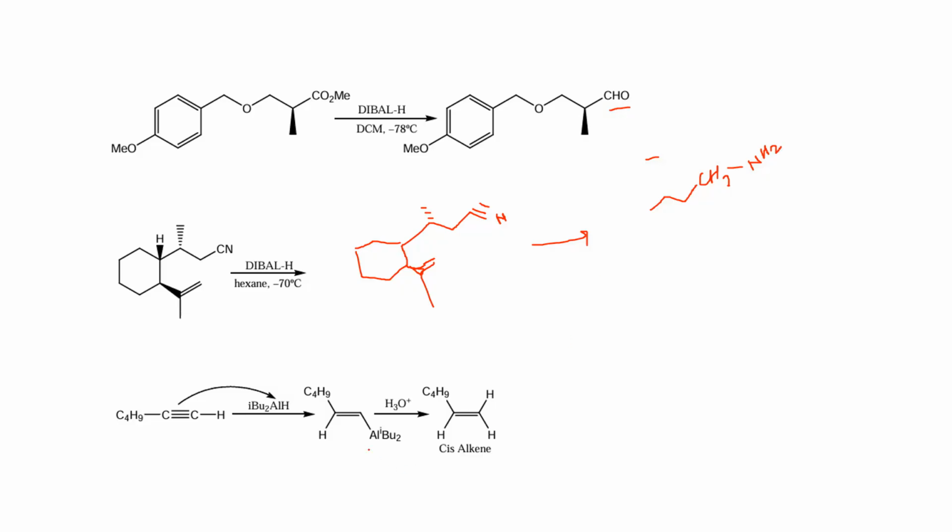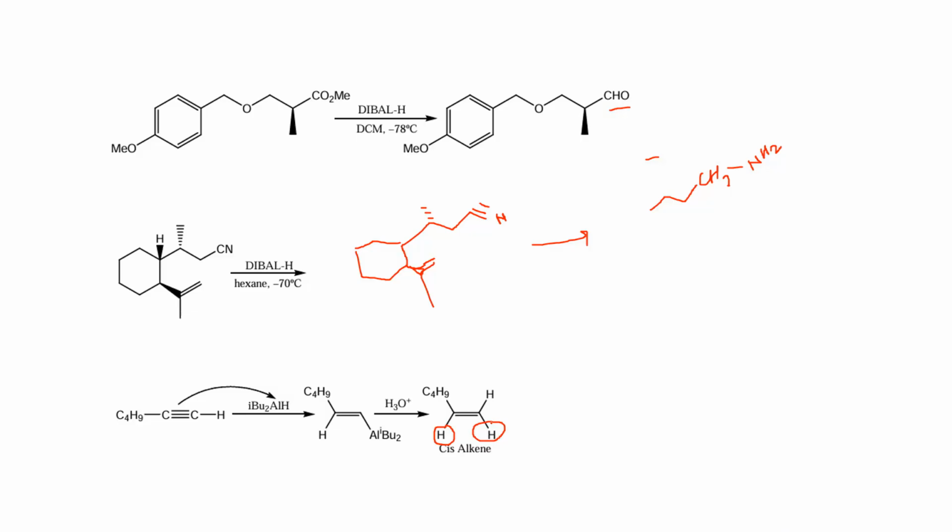Okay. If you add the same DIBAL-H into an alkyne, it will undergo a hydrometallation and in the result through workup we will get a cis alkene. So here the two hydrogens are adding on the same plane of this double bond. So if we add DIBAL-H into an alkyne, we will get a cis alkene.